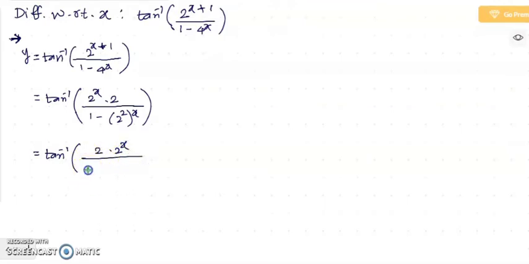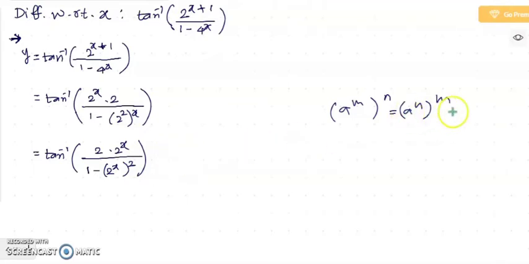Denominator now, 1 minus, how do you see this? 2 raised to x, a raised to m raised to n is a raised to n raised to m also. A raised to m raised to n is equal to a raised to n raised to m. They both mean the same thing. So here you have 2 raised to x squared, which is equal to 2 raised to 2x, which is equal to a raised to mn. That means 2 raised to 2x also it could be written, but we don't want that.